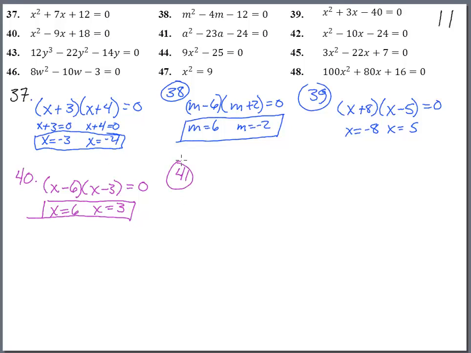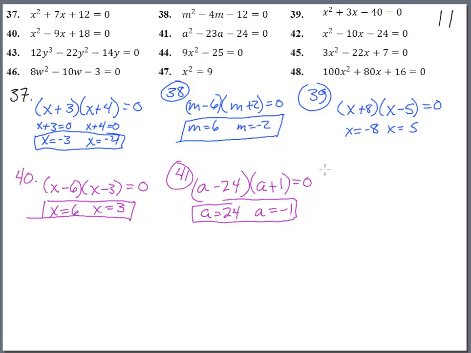Number 41. a squared minus 23a minus 24. That looks like a minus 24, a plus 1 equal to 0, and so a will equal 24, or a could equal negative 1. You may be wondering at this time, hey, they're always coming out exactly opposite. And so far that's the case, because when you take this factor and set it equal to 0, you subtract to the other side, and you get the exact opposite.